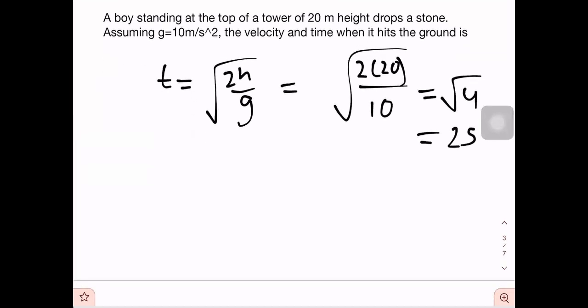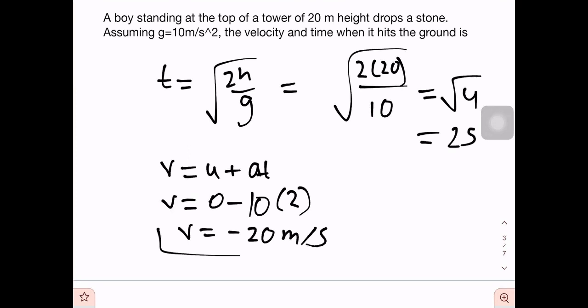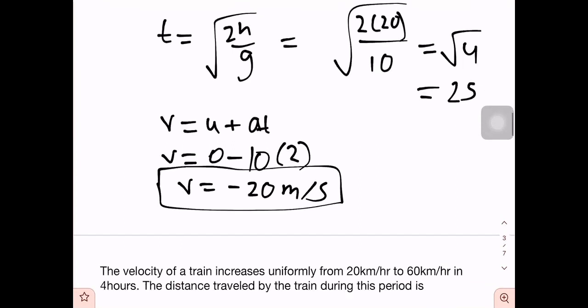And then the other part of the problem is the velocity. You have to figure out the velocity. So we can use v equals u plus at. So in this case, v equals u is 0, since the initial velocity is 0, plus or minus 10, since it's moving downward, we're going to take gravity to be negative, and time of flight is 2, since it takes 2 seconds, as we just figured out. So v equals minus 20 meters per second. That is the final velocity. So that was one problem which uses time of flight.